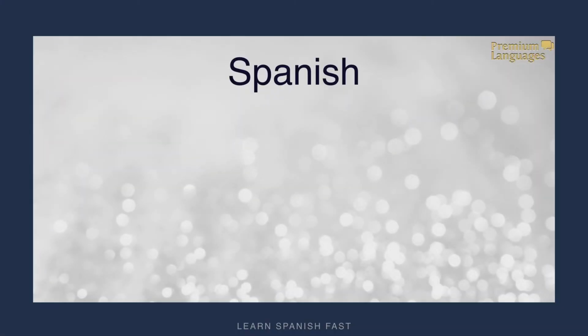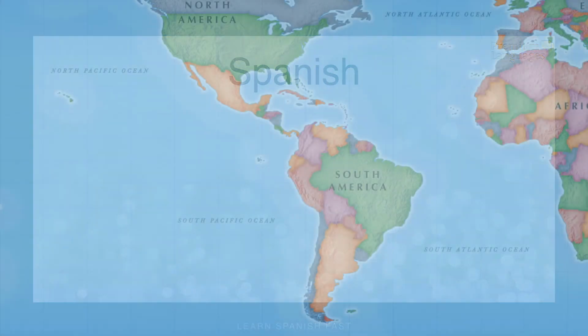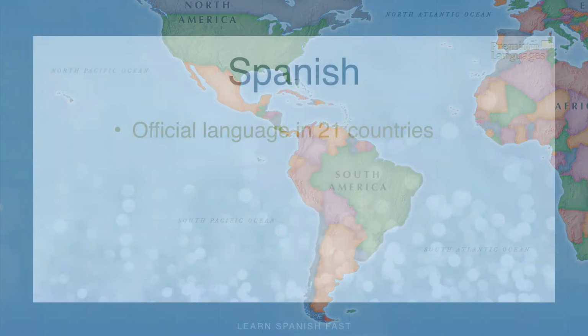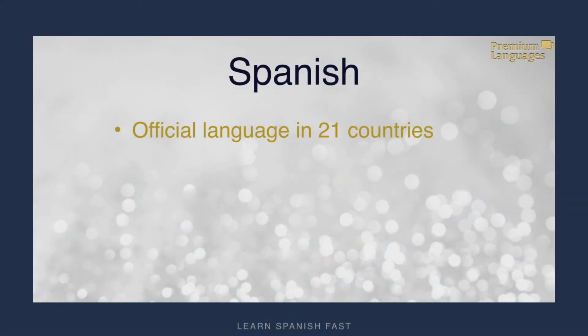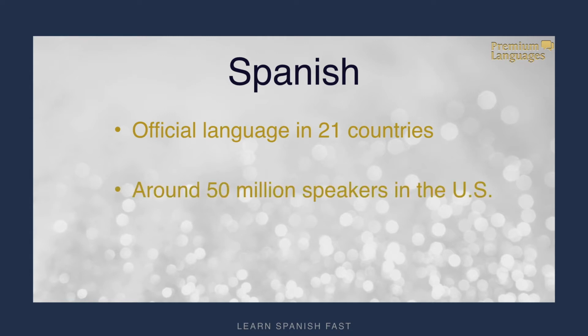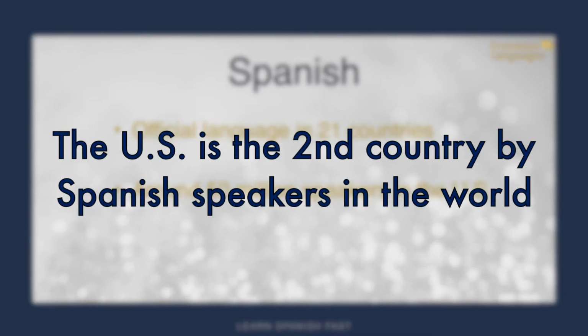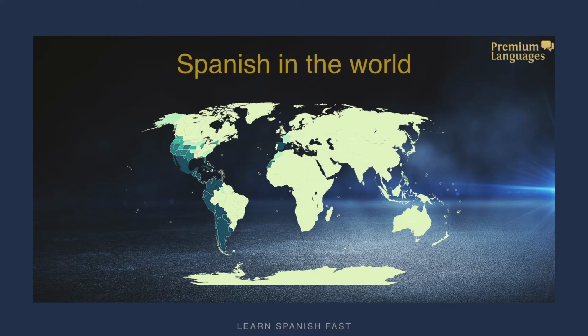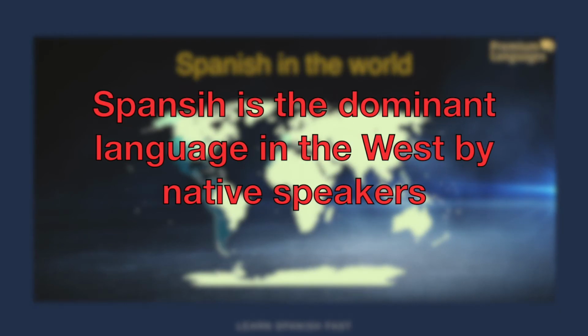The Spanish language might have its origin in Europe, but it is in the American continent where it is more dominant, and it is the official language in 21 different countries. It is also estimated that more than 50 million people speak Spanish in the US. It means that only in the US more people speak Spanish than in the whole Europe. In this map, we can see all the countries in the world where Spanish is spoken.